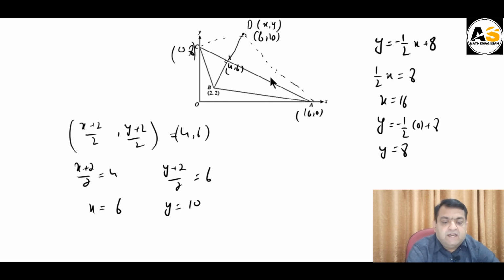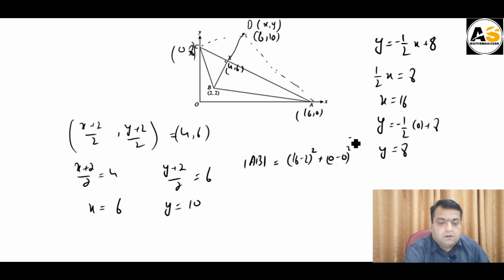It is very obvious that AB distance is equal to AD distance. Also BC distance is equal to CD distance. Actually, I just need to find AB distance and BC distance. AB distance, by using the distance formula, is the square root of (x1 minus x2) squared plus (y1 minus y2) squared. This will be 16 minus 2, 14 squared, plus minus 2 squared. It is square root of 200, which is also equal to AD distance.